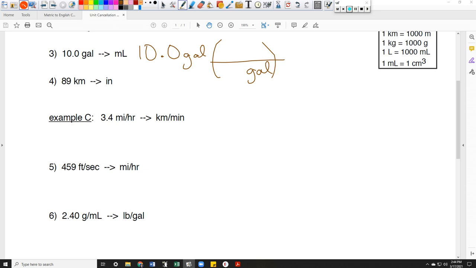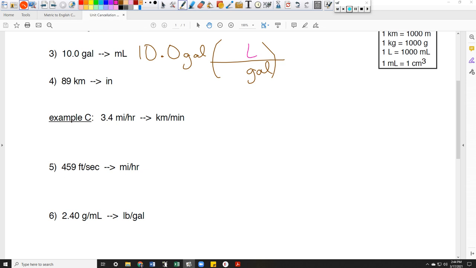So let's look at this. I know gallons isn't an option, but let's look at what we have to work with. Again, these are the only things you have to work with. What seems logical for us to go between to get to milliliters? Liters. Okay, so let's do that. So I'm going to go from gallons to liters next.